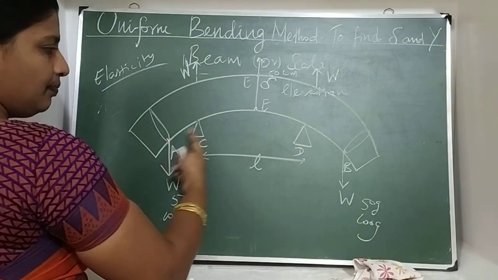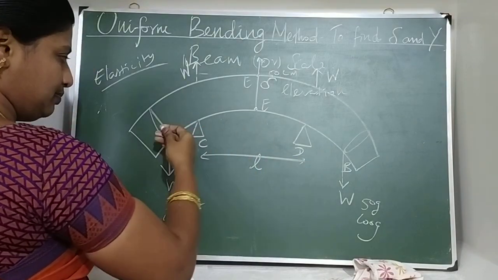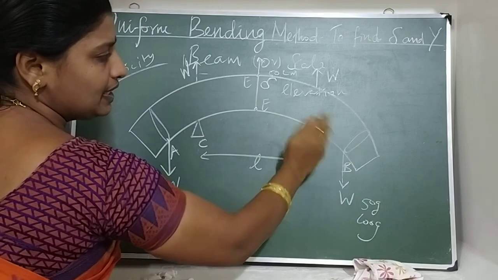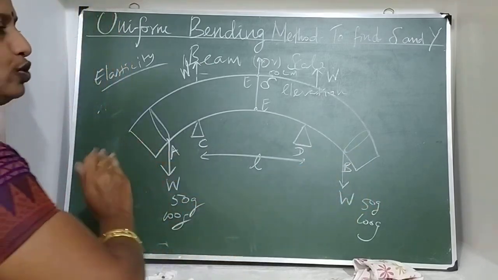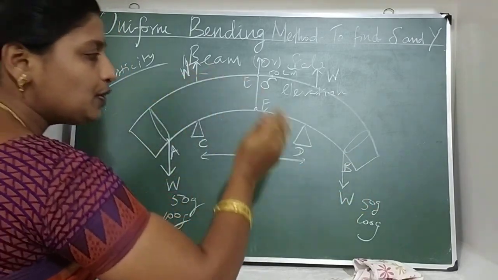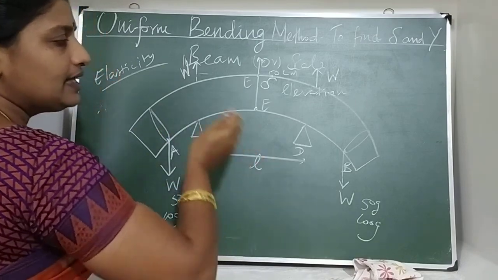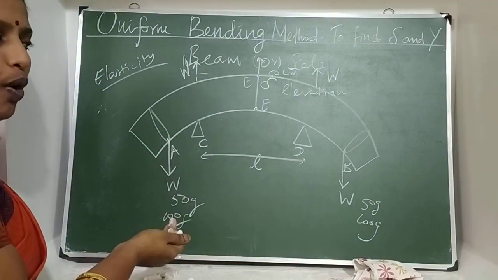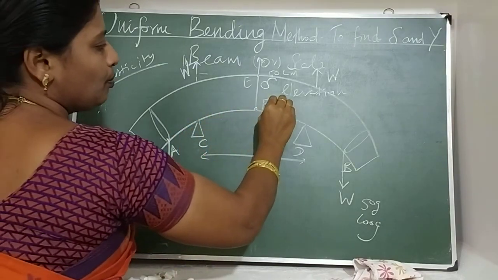The load is applied equally on both sides. Depending on the weight, the beam bends on this side and on that side. The mass is uniformly and equally distributed on both sides, and the beam bends equally. So we analyze the bending moment.